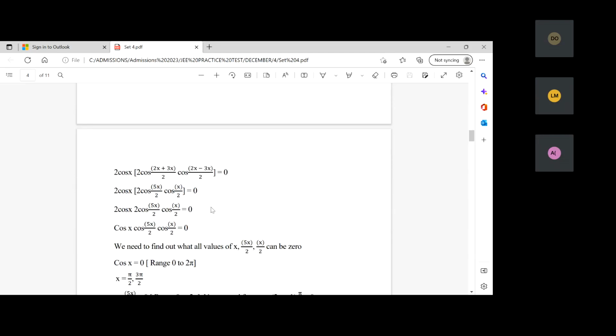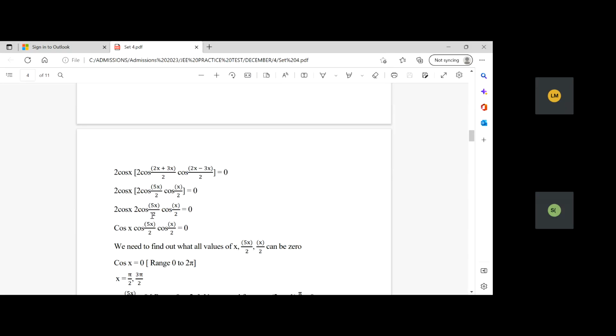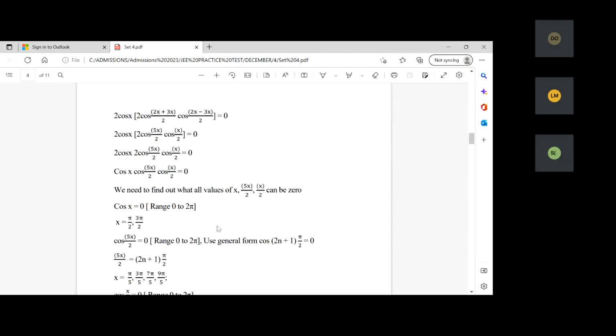Because I just want to understand which are the values, and I need to find out the range of values that can satisfy this from the range 0 to 2 pi which is given in the question. So I have got the factors cos x, cos 5x by 2 and cos x by 2. I need to find out, of all the values from the range 0 to 2 pi, which among these can be 0. I'm considering this as three cases. Case one is cos x. We have the range from 0 to 2 pi. From 0 to 2 pi, cos x is 0 at pi by 2 and 3 pi by 2.